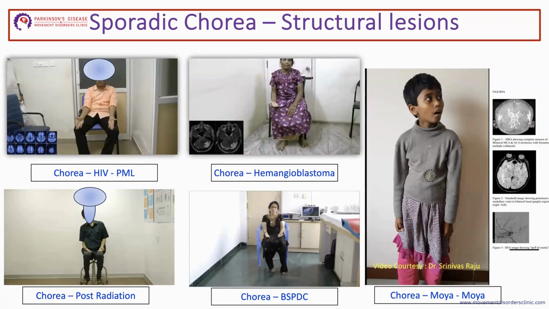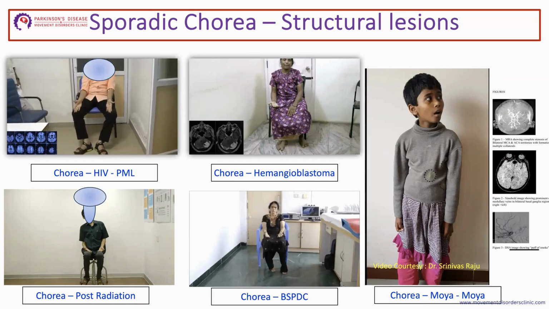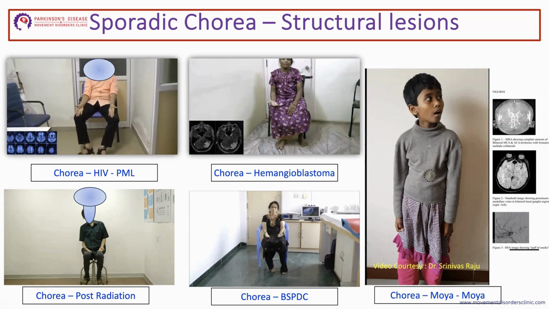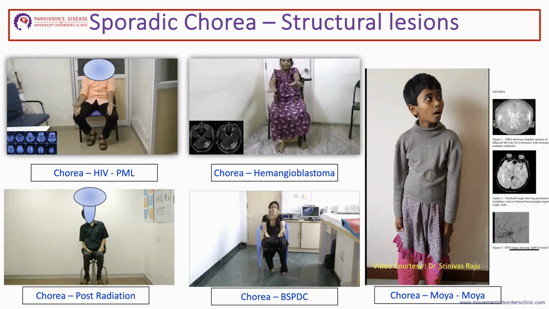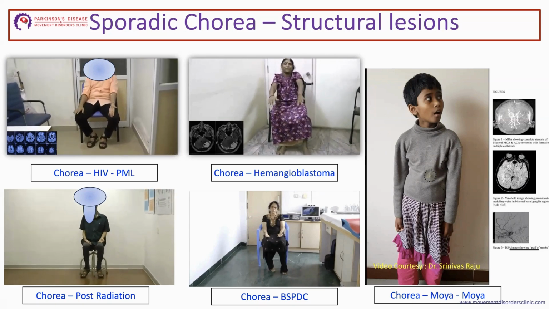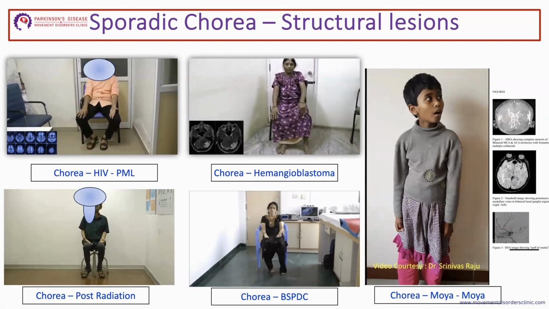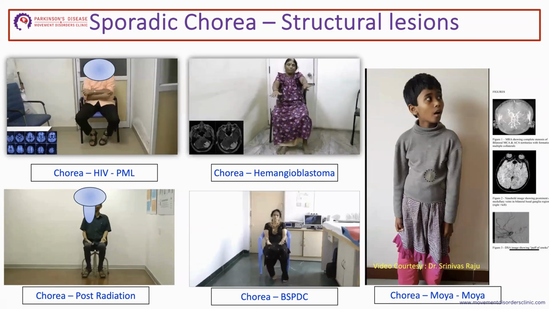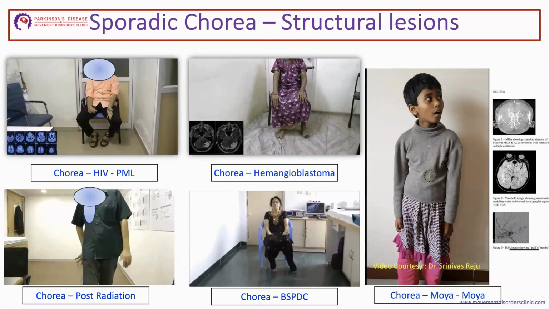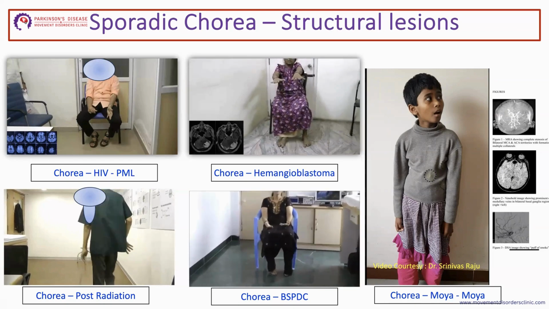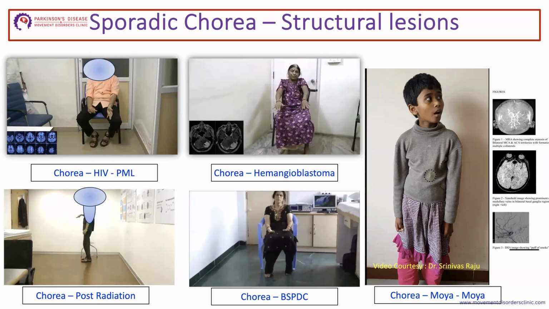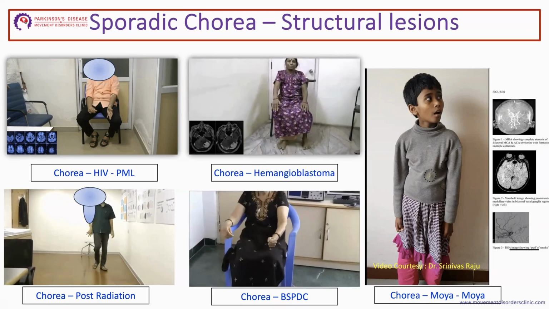Similarly, we can also have chorea due to infectious causes such as HIV, post-radiation changes, structural lesions such as hemangioblastoma, people with brain iron calcifications, or with moyamoya disorders. So different diseases and different etiologies can present with chorea as their core clinical feature.